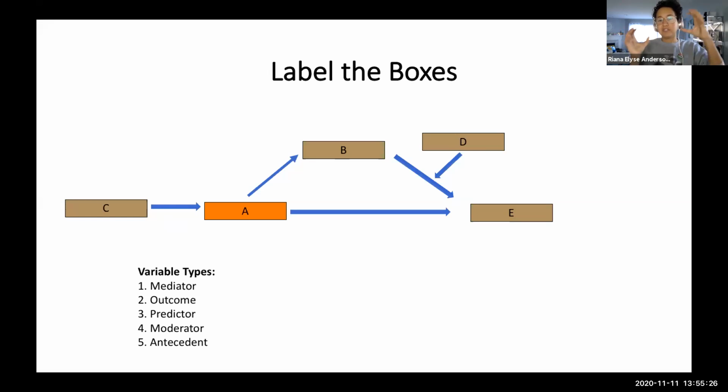Whereas a moderator is a variable that keeps the relationship between B and E, but it just explains the strength of it. So when I put in a moderator, it's going to either increase the relationship or decrease it based on what D is. So D doesn't explain, but it exemplifies. It either increases or decreases, whereas B takes away or explains the relationship between A and E.